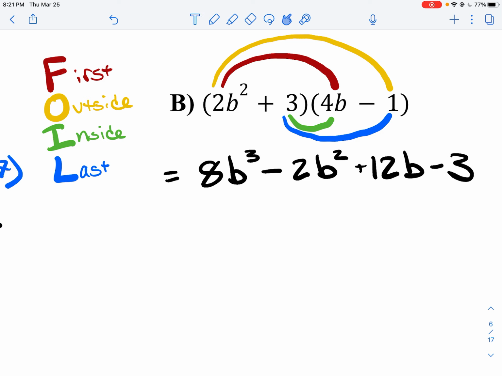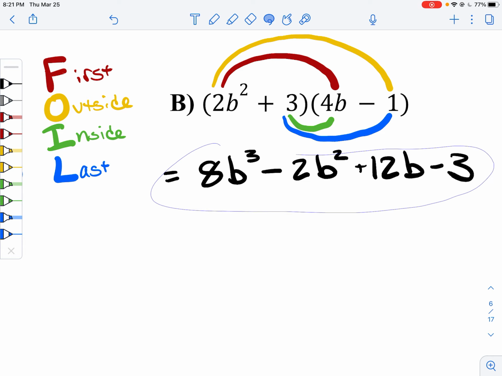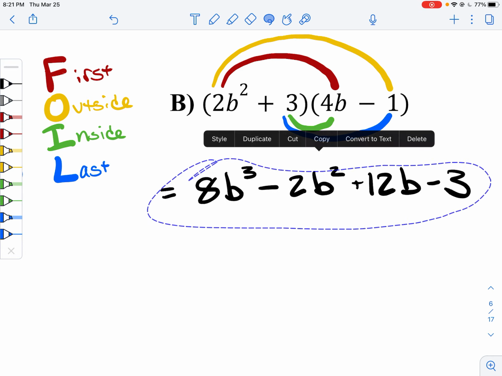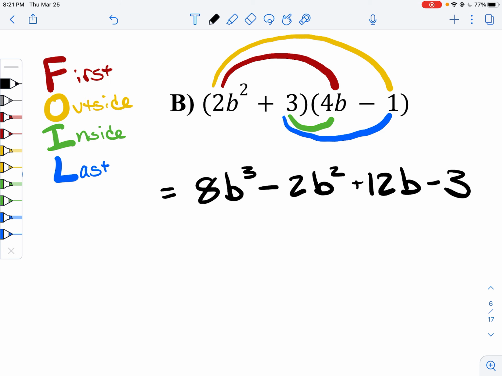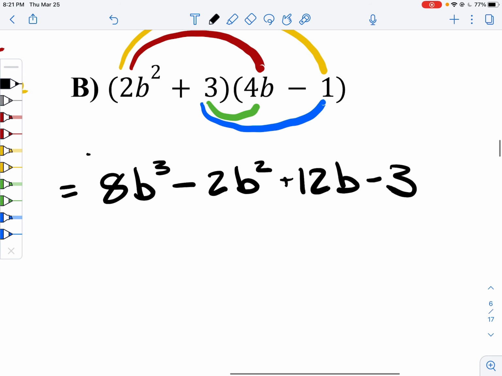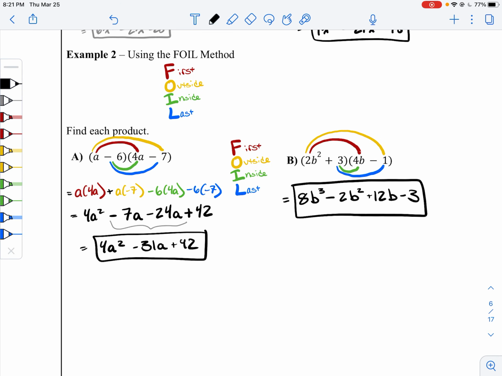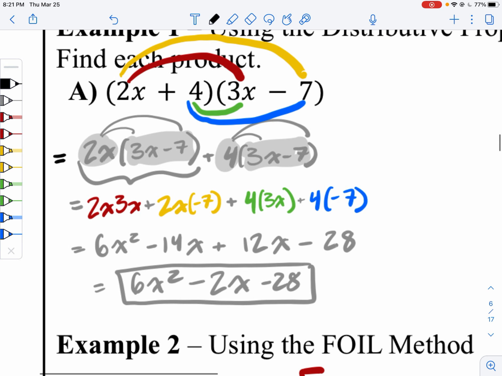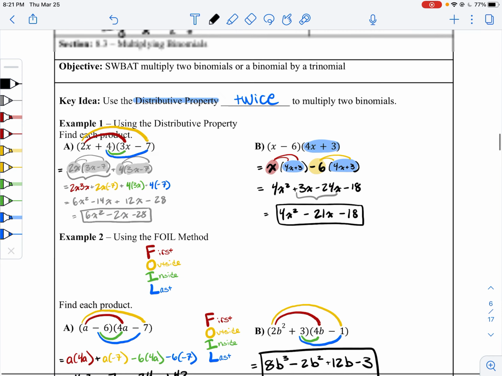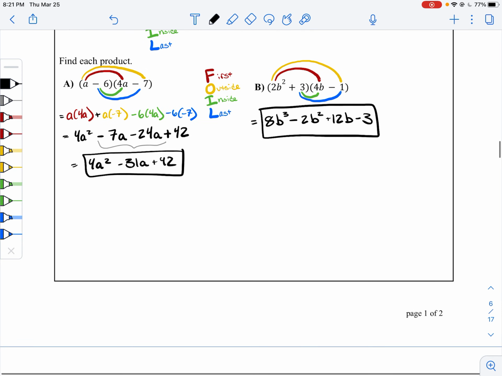So we have 8b cubed minus 2b squared plus 12b minus 3. And check it out, we have no like terms, so we're done. Isn't that great? That's so much faster than this, but it's the same thing. We're just following the pattern.